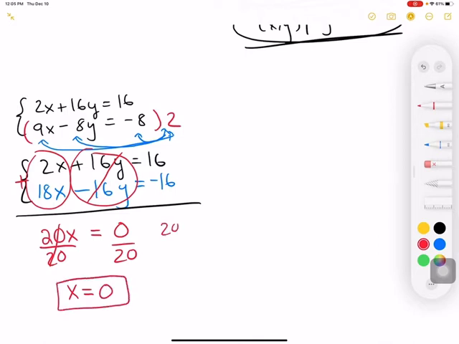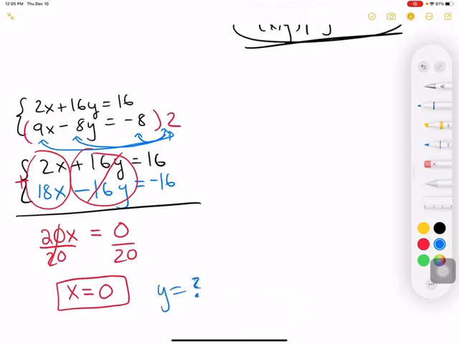So if it was 20 divided by 0, that's when we don't have a result. But 0 divided by anything, the result is always 0. Okay, and now we have the first value for our system of equations. What is the solution for the system of equations? x equals 0. Now I have to find the value for y.